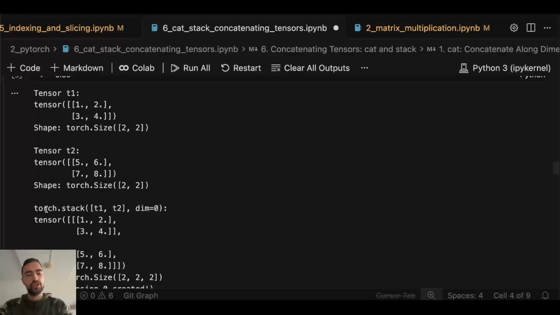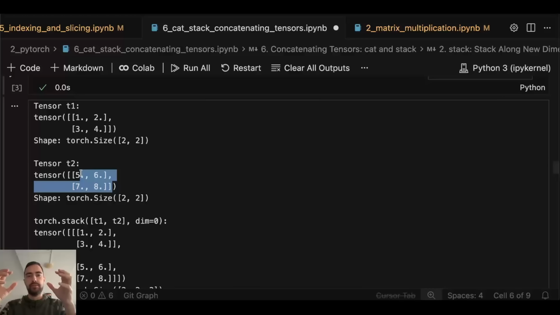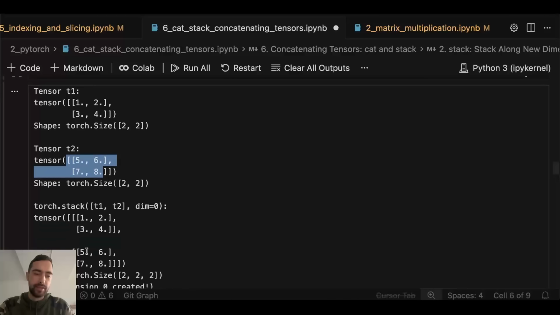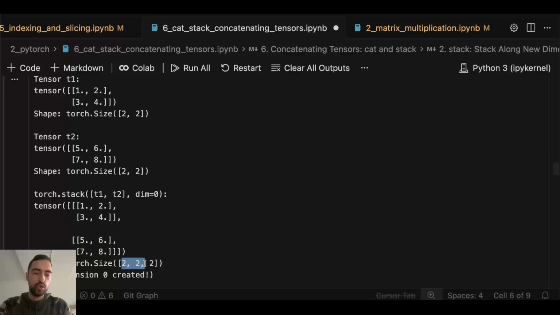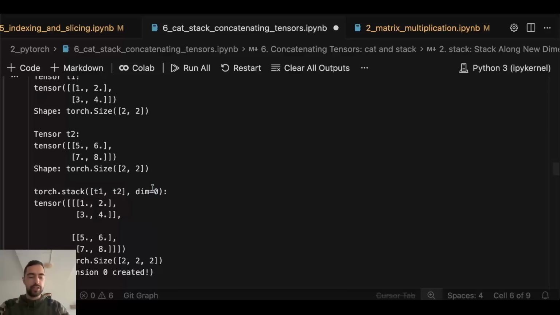You can also use torch.stack. If you have 2 matrices, 2 by 2 and 2 by 2, you can just put them into another tensor. So this first matrix will be the first element, and the second matrix will be the second element of this. So now the shape is 2, 2, 2, because you join these two matrices into another array. So that's what you can do with torch.stack, tensor 1, tensor 2, along dimension 0.